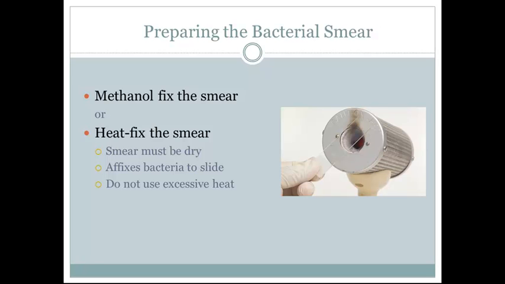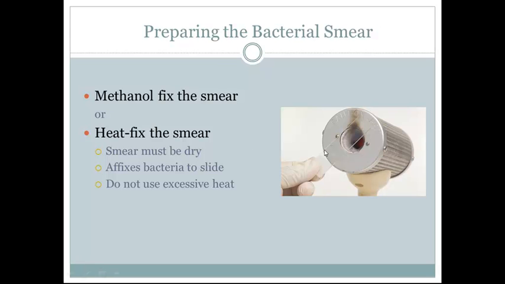So once we swab the slide with either a colony or the actual swab, we would then heat fix the slide, as you can see here. There are a couple of different ways that we can fix the slide. We can do a methanol fix, or we can do a heat fix. The smear must be dry before we heat fix. It affixes the bacteria to the slide. That's the whole purpose of the heat fix, I should say. You want it to be dry before we start the gram stain.